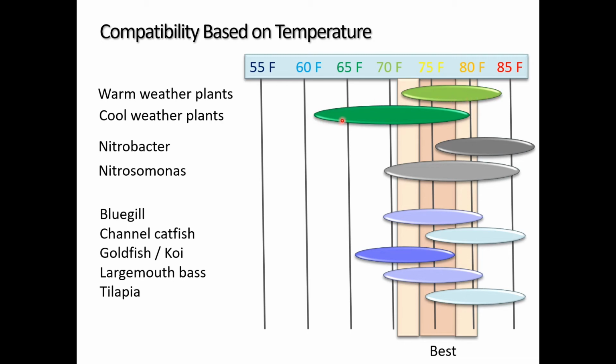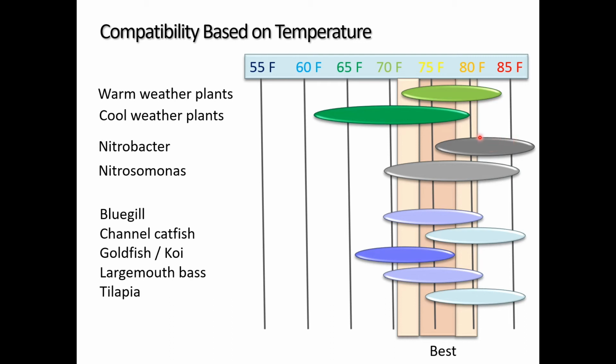Your cooler weather plants, like your lettuces, need it a little bit cooler. Your bacteria that you're trying to grow in your system so that you can convert that ammonia to nitrate also have different requirements. Nitrosomonas, which is the bacteria that converts ammonia to nitrite, is much more tolerant of wider temperature swings and easier to get established than Nitrobacter, which is the bacteria that then will convert the nitrite to the nitrate that the plants will need to uptake.